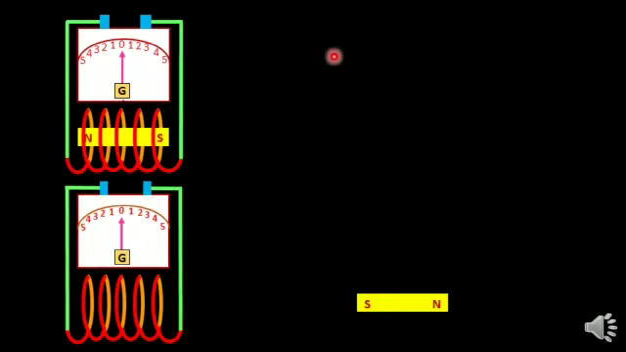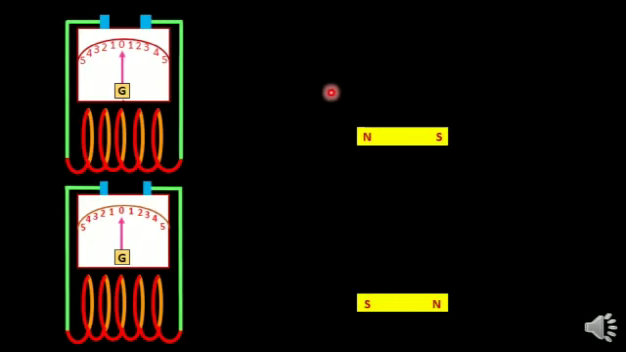When the bar magnet moves away from the coil, the galvanometer needle shows deflection towards the right side, indicating the presence of current in the coil in the opposite direction. When the magnet is stationary, the galvanometer shows zero deflection, indicating no current in the coil.